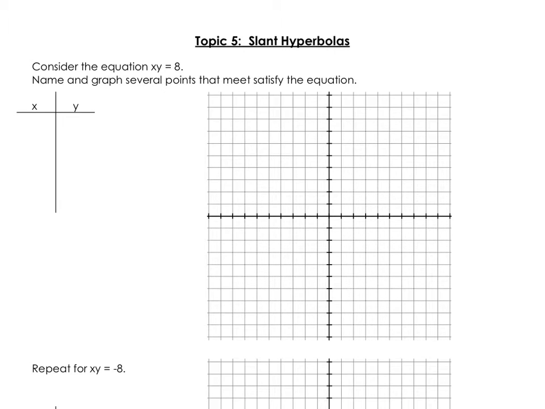Alright guys, topic 5 is on slant hyperbolas, and as I said, I will be offering an extra credit problem on the test if you can graph a slant hyperbola and maybe just know a little bit about them. So I'm going to start with some examples, and the first example I want to talk about is this example right here. xy equals 8.